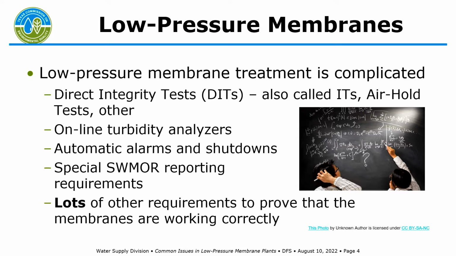You've got a lot of online turbidimeters. Automatic alarms and shutdowns are critical in low-pressure membrane plants. You've got some special monthly operating report requirements, and there are lots of other requirements to prove that your membranes are working correctly. Sometimes vendors may claim, as they're trying to sell their product, that these plants run by themselves. You just push a button and you don't need much operator oversight. Not true. You still need your operator paying attention in a low-pressure membrane plant.